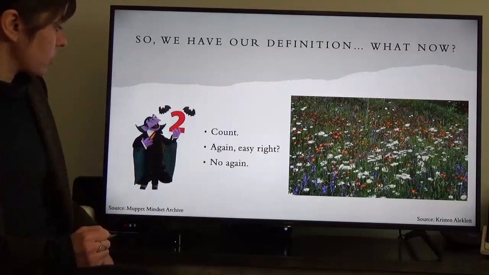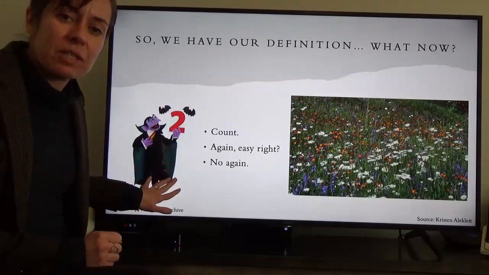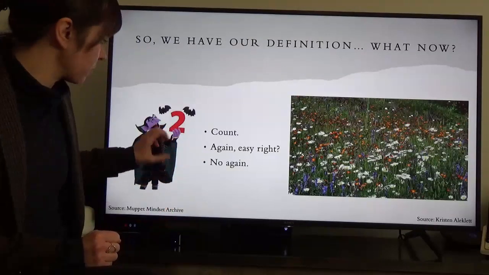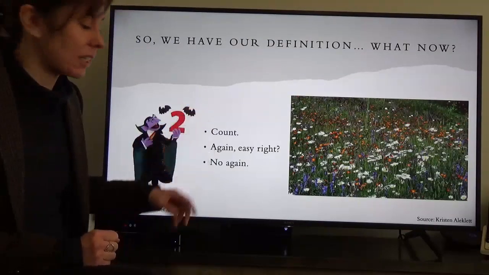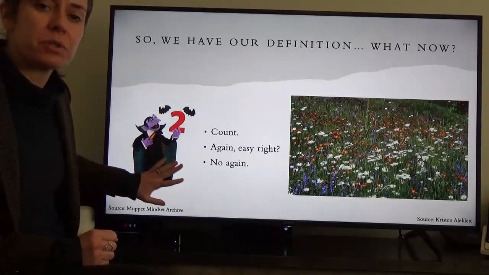Well, we count. This was one of my kids' favorite songs, Do the Batty Bat, and the count goes through and counts all of the bats and laughs maniacally. Anyway, so I had to include that for you.